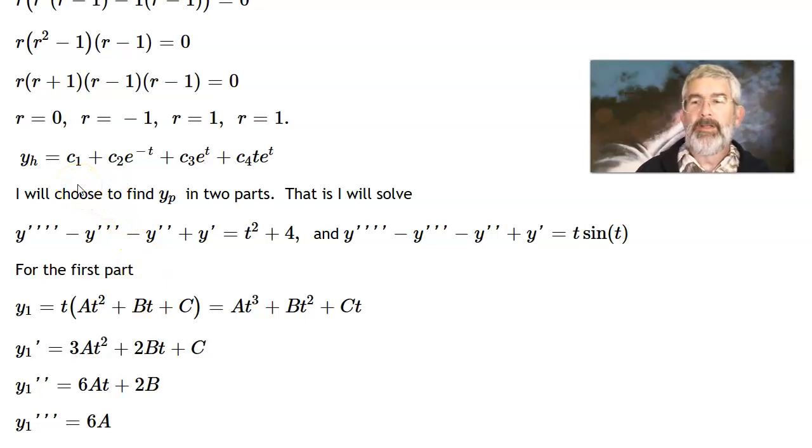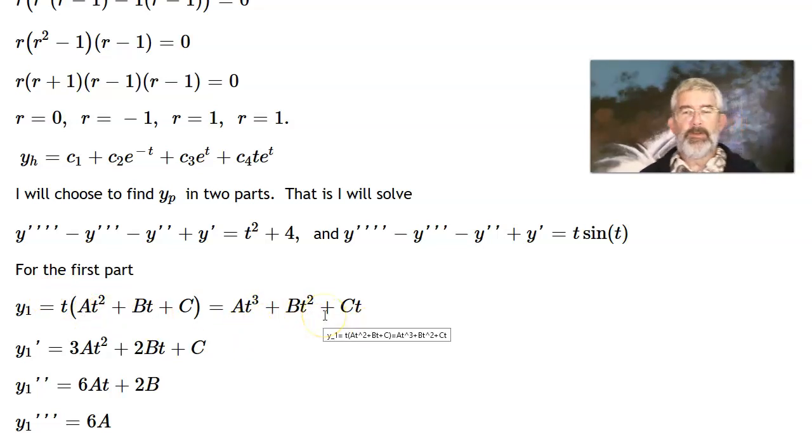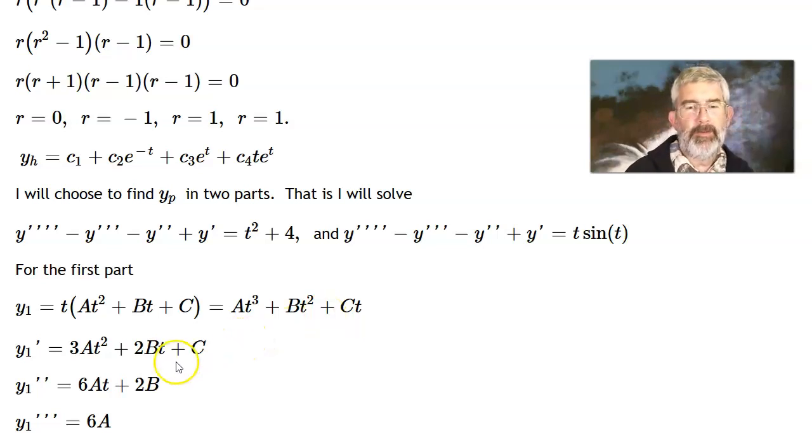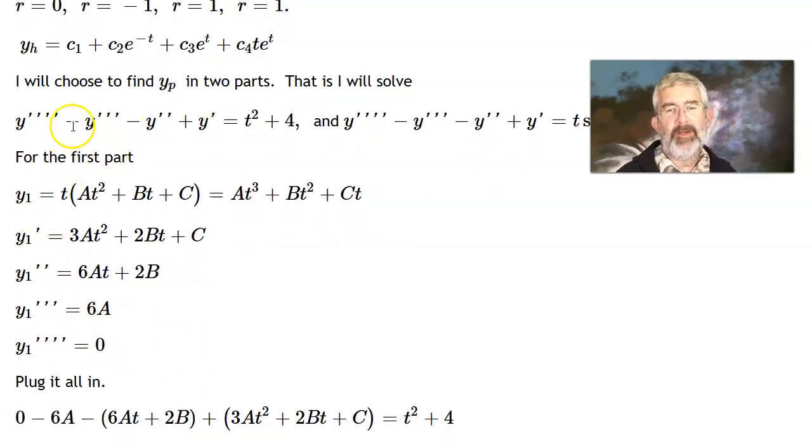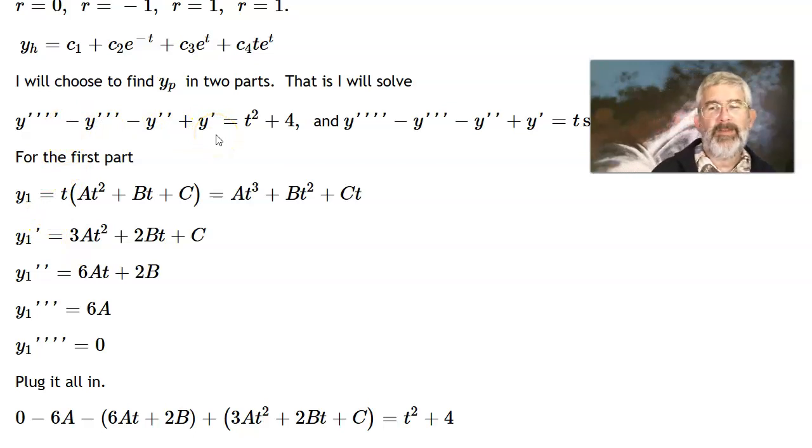So what I need to do is multiply by a power of t until nothing in here is repeated. In this case, just multiplying by a t will work. So that gets me to at cubed plus bt squared plus ct, and here we go. Take the first derivative, the second, the third, and the fourth derivative, and then plug that all back into the equation and see what has to be true about a, b, and c.